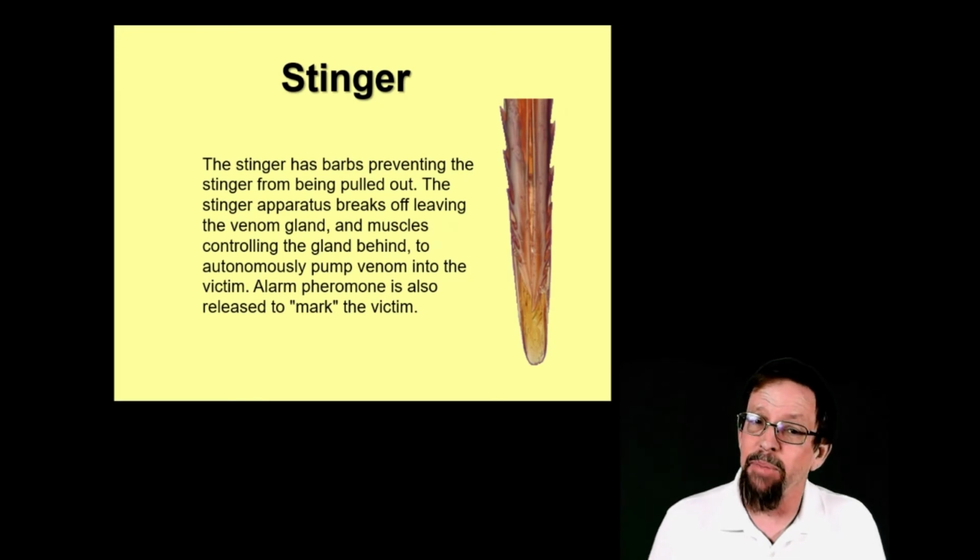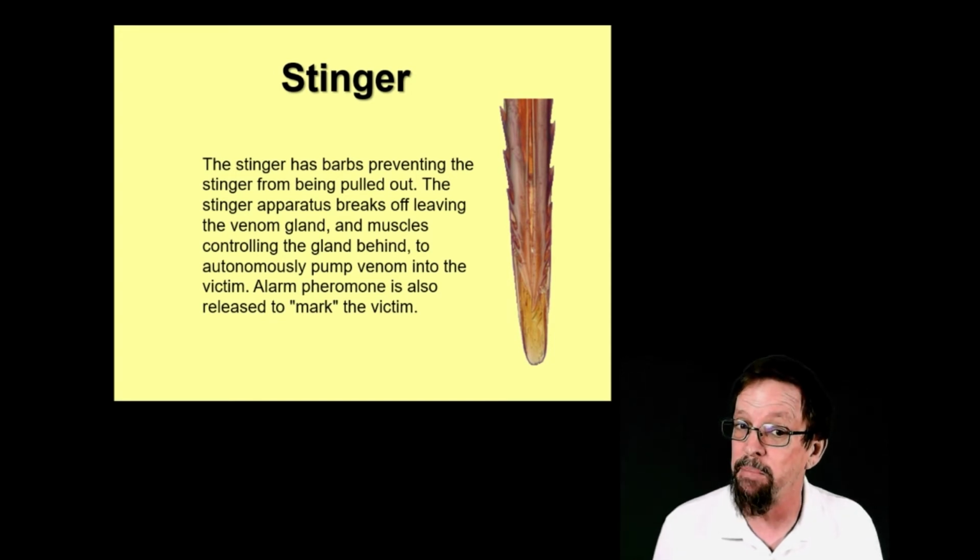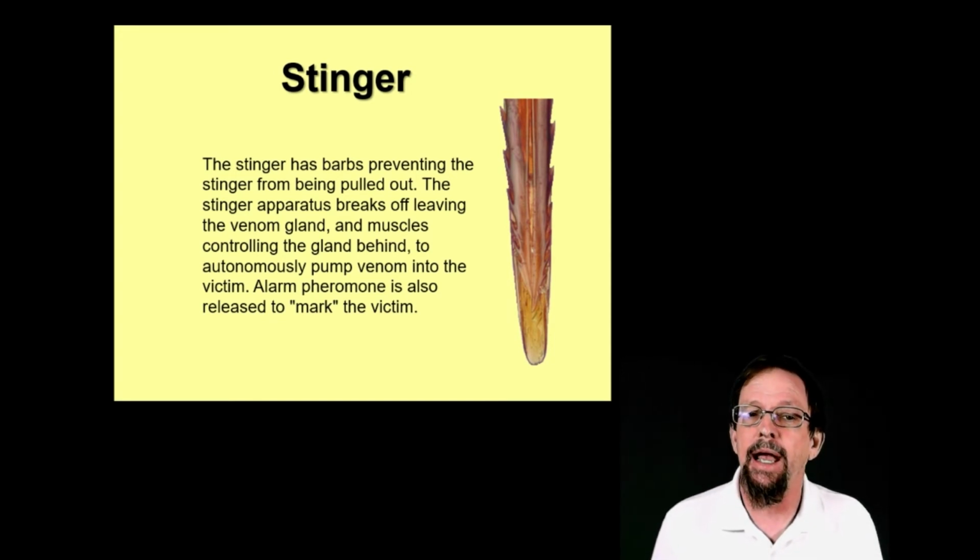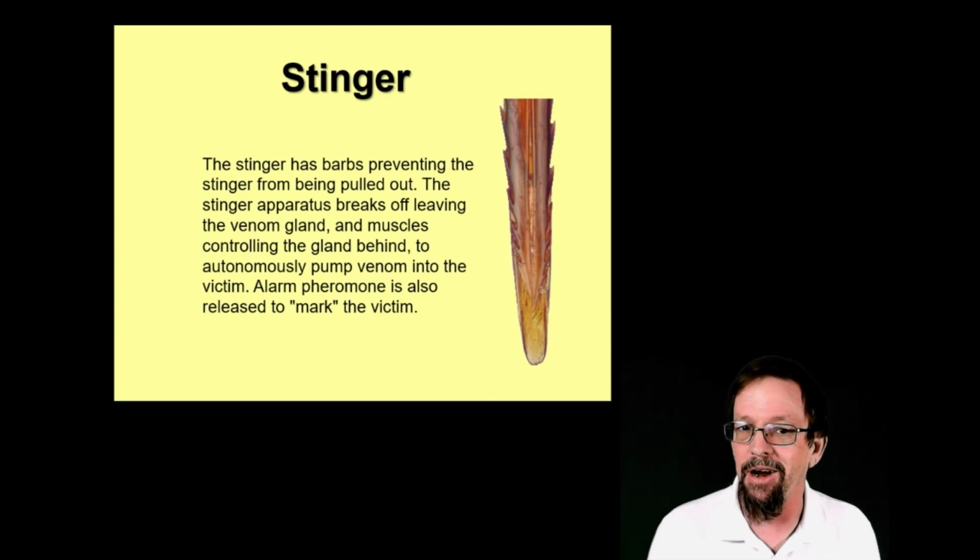Now on to everybody's favorite, the stinger. The stinger has barbs that prevent it from being pulled out. The stinger apparatus breaks off, leaving the venom gland and the muscles controlling the gland behind to autonomously pump the venom into the victim. And also the bonus is an alarm pheromone is also released to mark the victim.